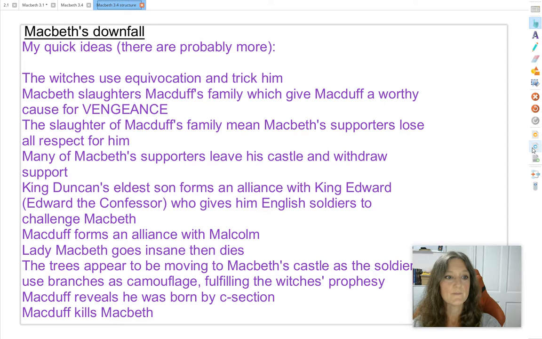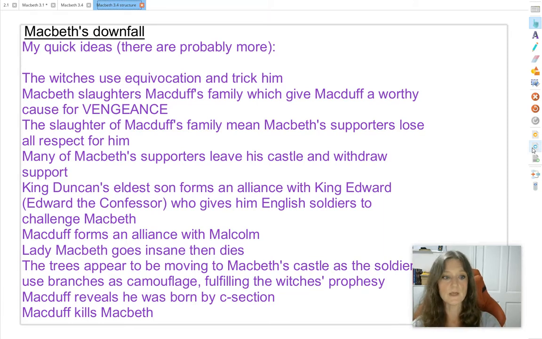And next thing, Macbeth makes a really, really bad decision, a really cowardly decision, and he slaughters Macduff's entire family. And what that does is it gives Macduff a worthy cause for vengeance. As an audience, we've been behind Macbeth. He's our protagonist, but now even audience loyalty is going to shift to Macduff. We're like, Macbeth has gone too far now.